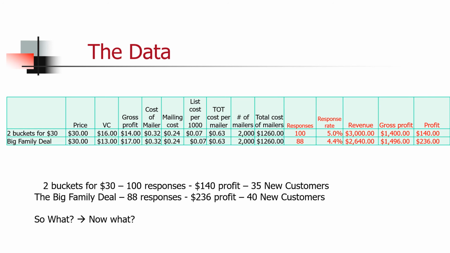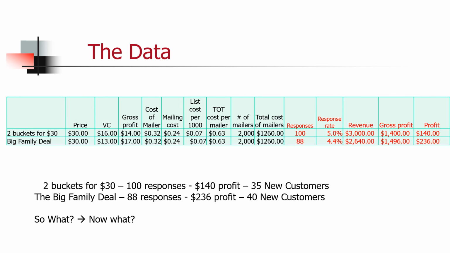For the big family deal, 88 responses. That's a 4.4% response rate. Less revenue because we had fewer responses, but more gross profit, and therefore at the end of the day, more total profit. 2 buckets of chicken offer, 100 responses, $140 in profit, and 35 new customers. The big family deal, 88 responses, $236 in profit, and 40 new customers.